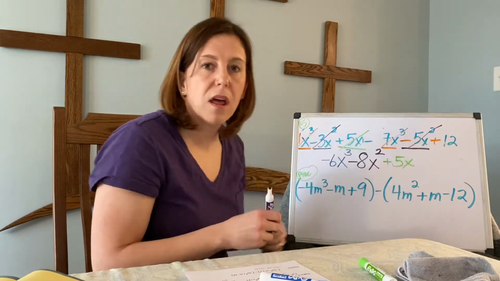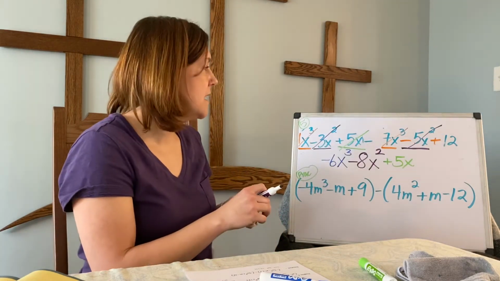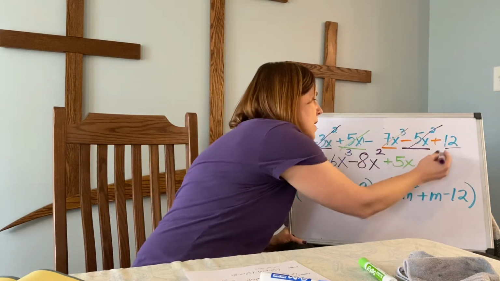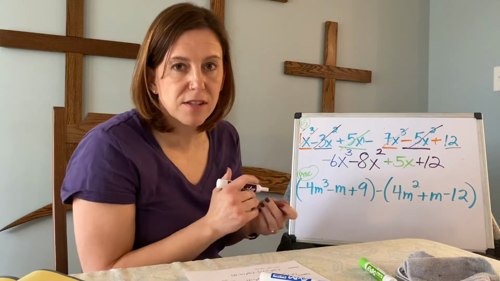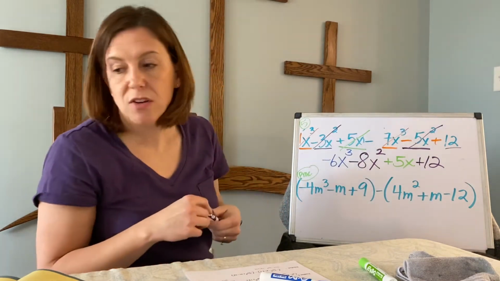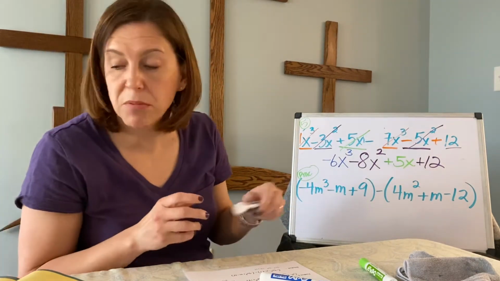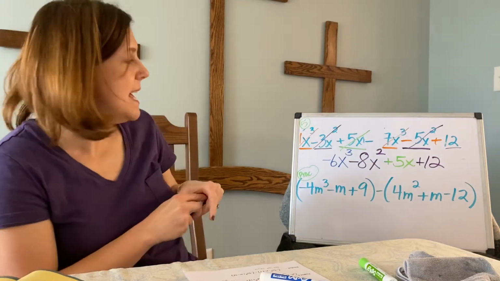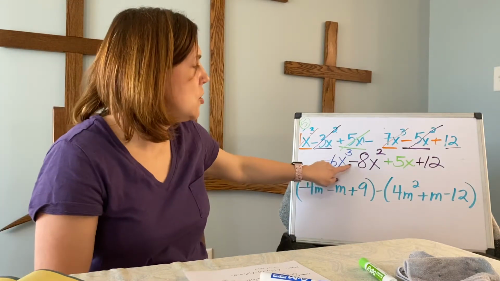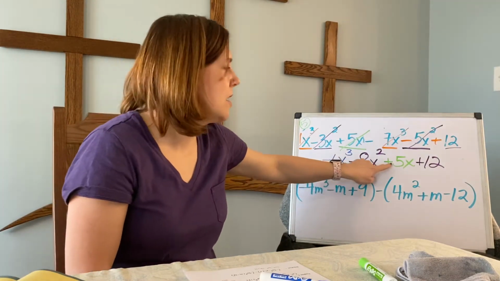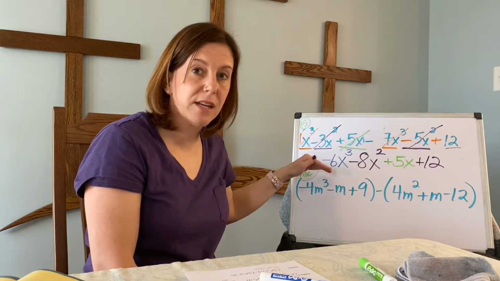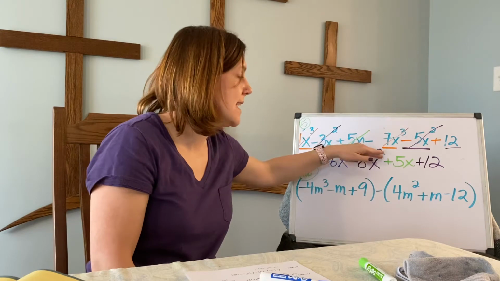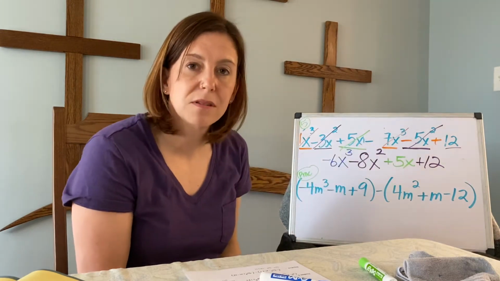I have one number left. And if I look at that, he's the only number. I'm going to add him in unchanged. He has no friends to combine him with. So my final answer for that problem, and it's problem 5 if you're looking along in your book, is negative 6x cubed minus 8x squared plus 5x plus 12. Written correctly in standard form, descending order of exponents.